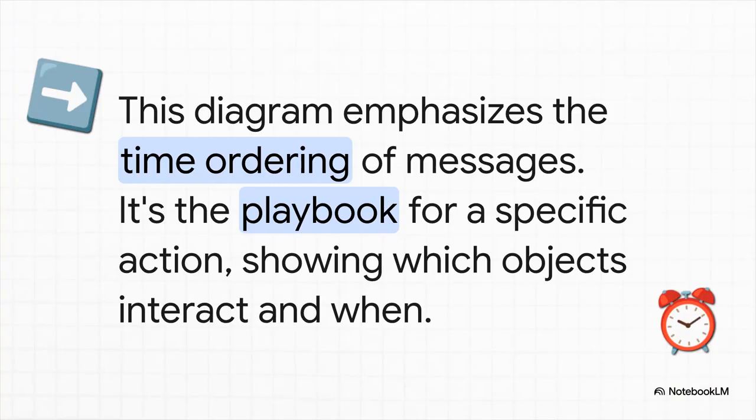First on our list is the sequence diagram. I love this one. The best way to think about it is like a playbook for a football team. It maps out one specific play, say logging into an app. It shows step by step which part of the code talks to which other part and in what exact order to make that login happen. It's all about the timing, the sequence of messages.